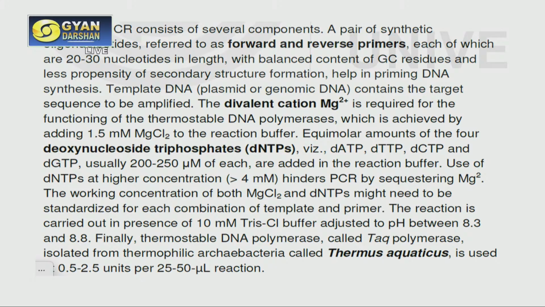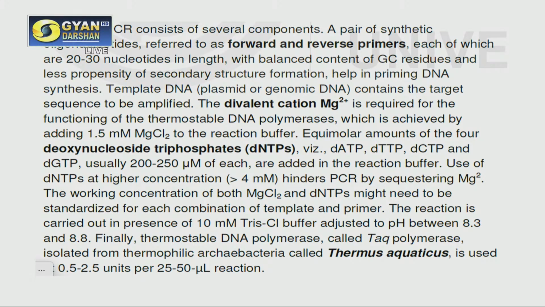Then what you need? You need the dNTPs, deoxynucleoside triphosphates. That is, there are 4 dNTPs, dATP, dTTP, dCTP and dGTP. Because you know, adenine, thymine, cytosine and guanine. So accordingly, you have the 4 dNTPs and usually 200 to 250 micromolar of each.